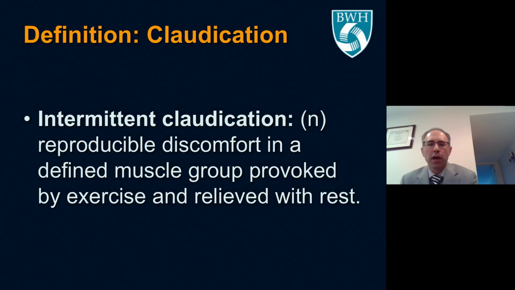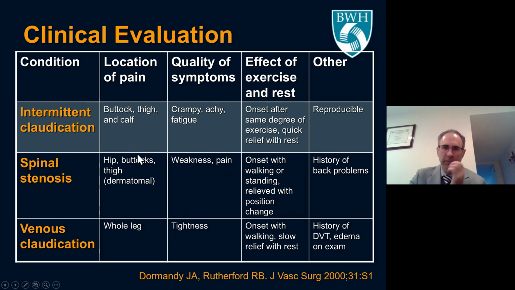So let's talk about the definition of intermittent claudication. This is a term, like I said, that doesn't describe every patient with peripheral artery disease. Many patients have atypical symptoms or no symptoms, but when we find this, we want to recognize it. It is reproducible discomfort in a defined muscle group provoked by exercise and relieved with rest consistently. Now, there are many other things that can cause limb symptoms with exertion. And so this table is actually very handy for working through the different presentations.